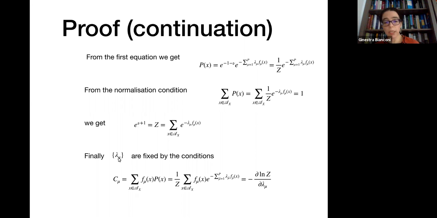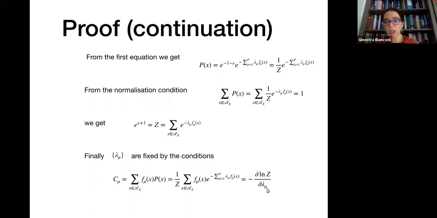And then when we derive with respect to the other Lagrangian multipliers, we find C_mu is equal to the expectation of f_mu(x), where we substitute, instead of P(x), the Gibbs measure. And we find this expression, which we notice can also be written as minus the partial derivative of the logarithm of Z with respect to the Lagrangian multiplier lambda_mu. And these are the three equations that we wanted to prove.